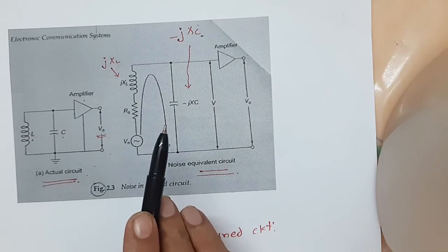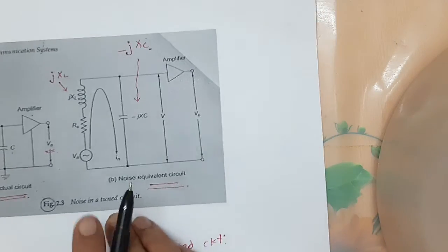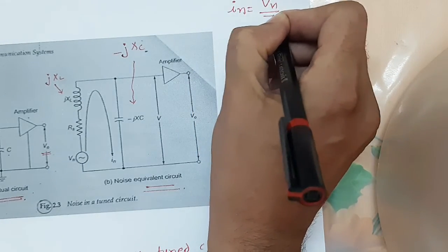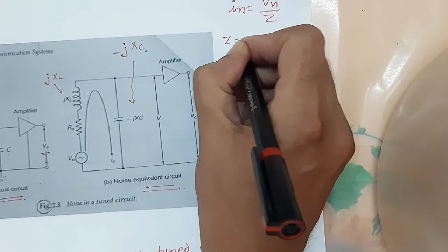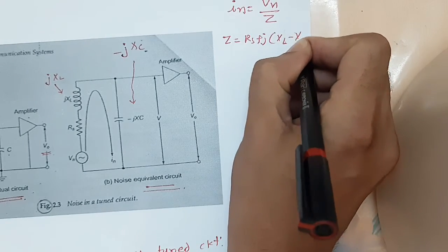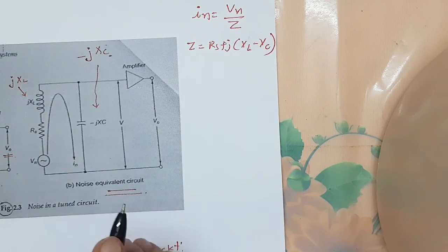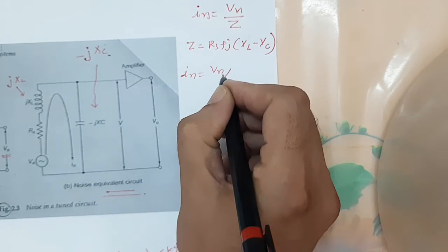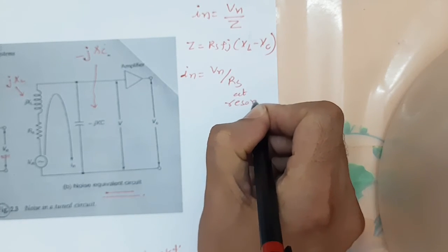So with the help of this, the noise current in the circuit IN is equal to Vn upon Z, where Z is our impedance, Z equal to Rs plus j(XL minus XC). Hence, IN is equal to Vn upon Rs at resonance.